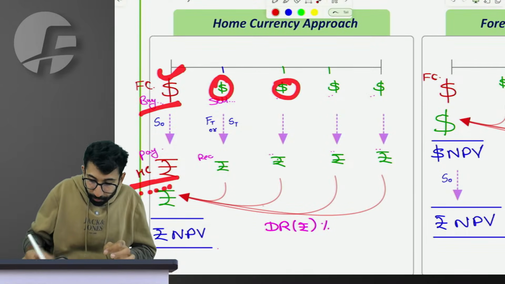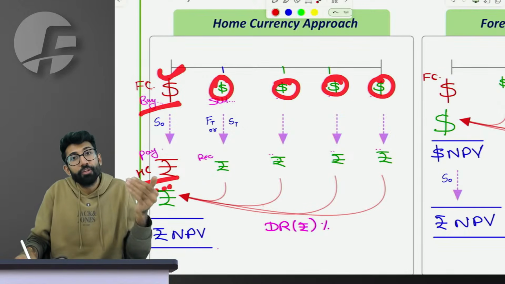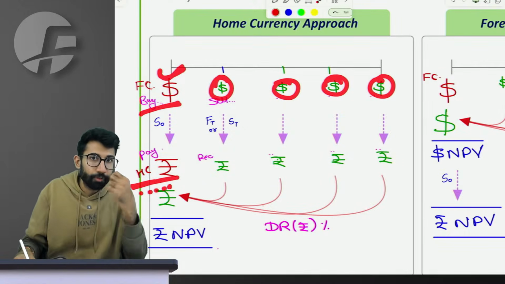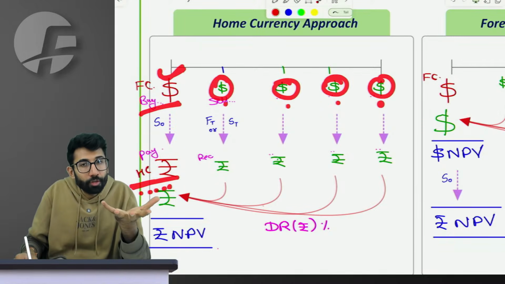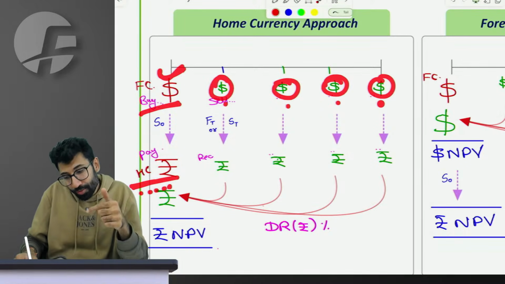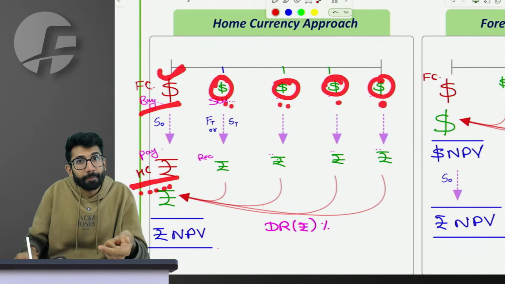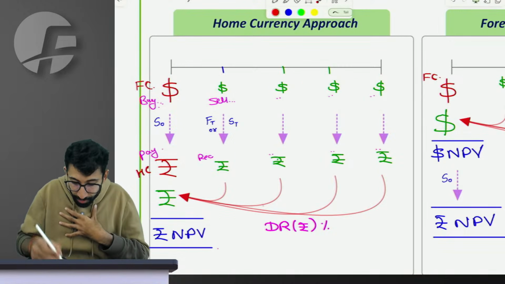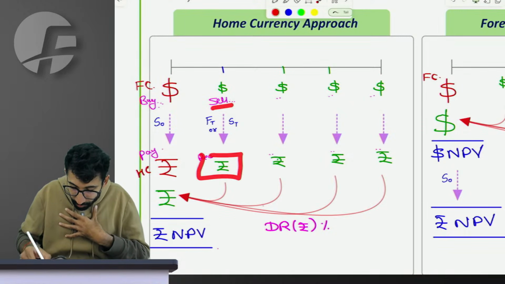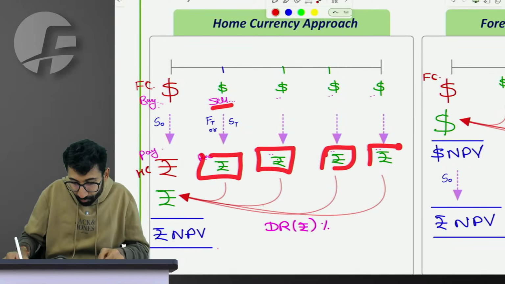Since you make an investment today, you will receive future dollar inflows. Whatever amount of dollar inflows you will have, you sell those dollars, because ultimately you need your amount in the home currency. So you sell it and you receive your home currency rupee inflow.